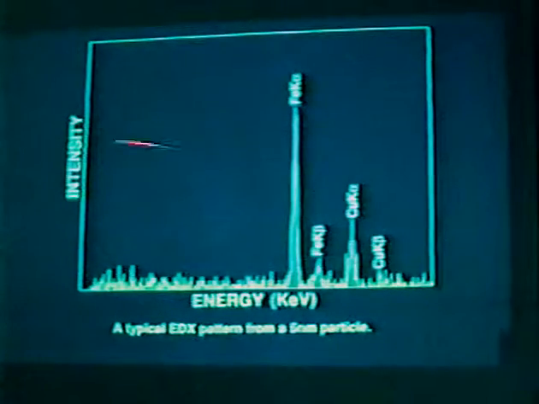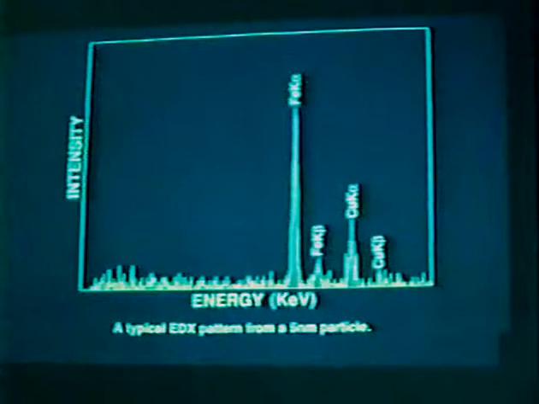And this is a typical EDX pattern using a 5 nanometer probe from a small 5 nanometer particle, showing again the Fe K alpha and Fe K beta lines for that particular particle. The copper K alpha and copper K beta lines are from the grid, since we are putting the samples on the copper grid. So this is coming from the grid, not from the sample.